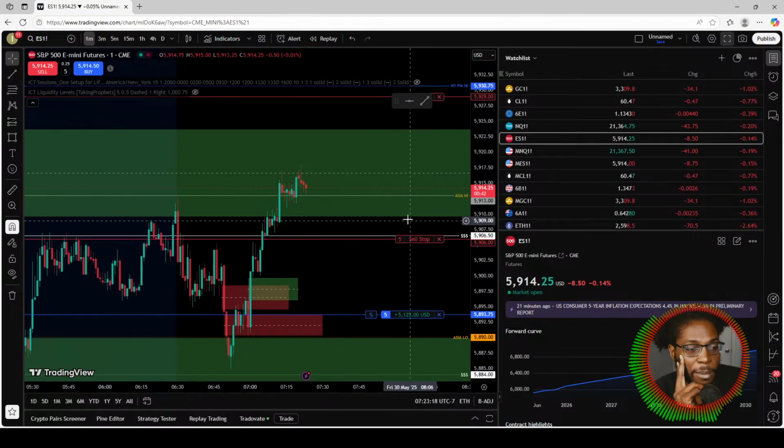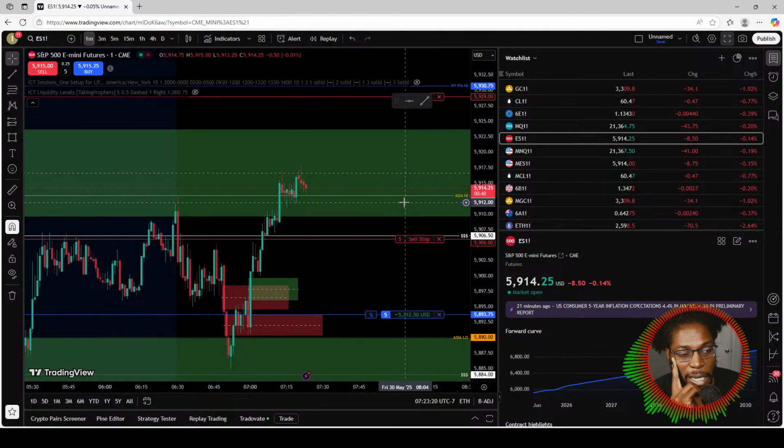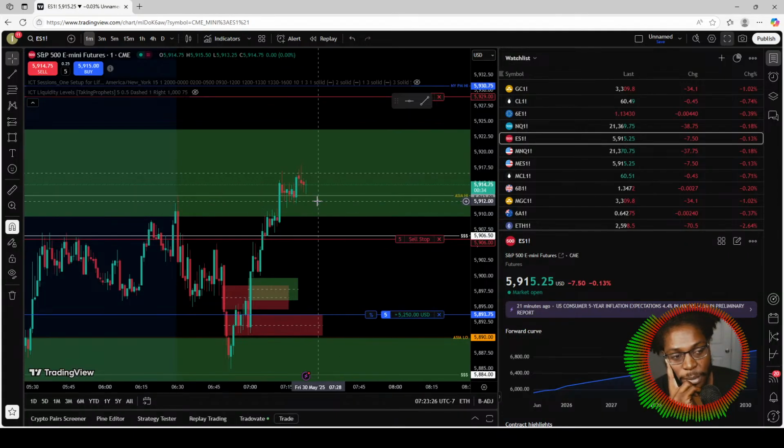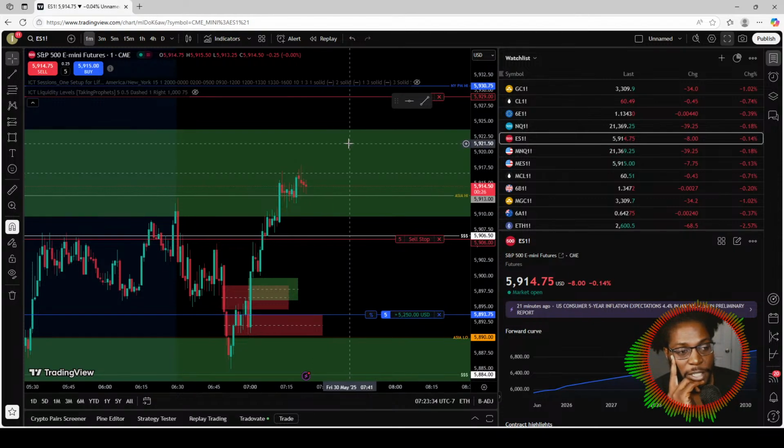So we're gonna wait and see if we come down here. If we come down here and start closing candles below this, I'll just get out. But if we just wick down and then we get real strong rejections from this area and continue back the direction we want to go, then yeah, I'm with it.